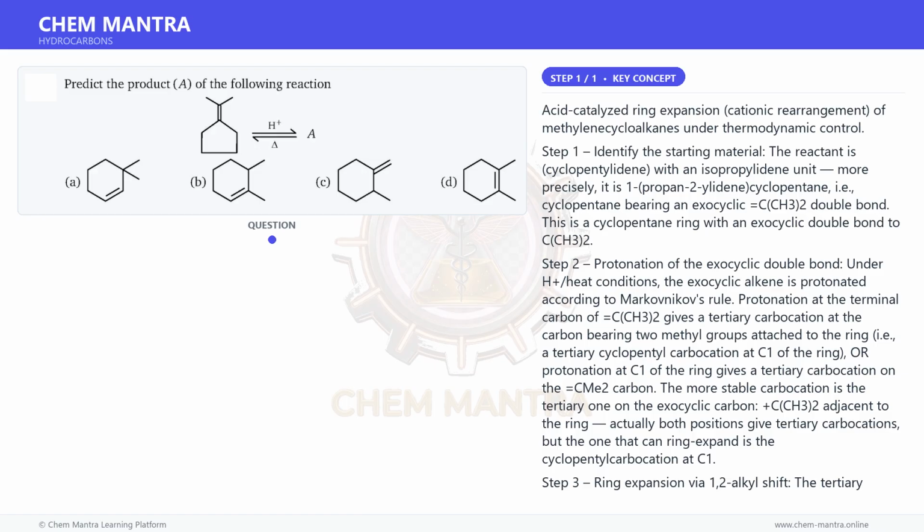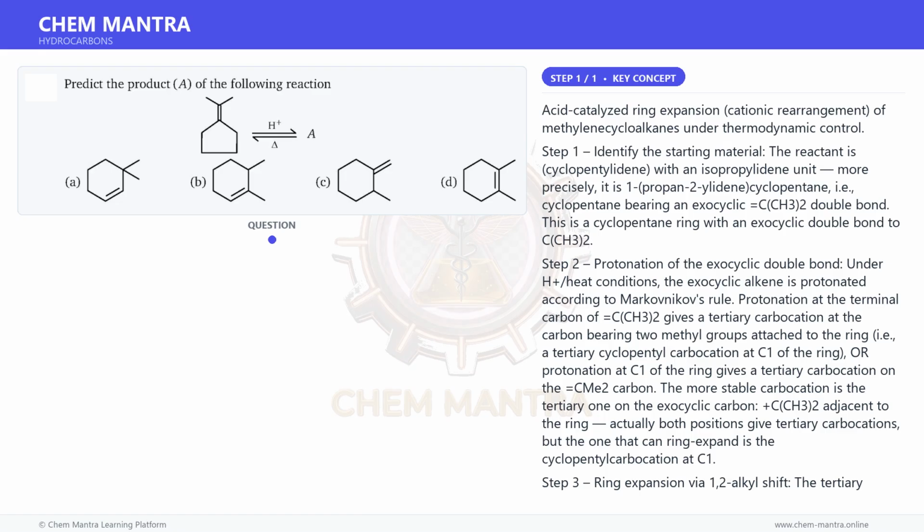Why do the other options fail? A is an aromatic conjugated product that would require additional dehydrogenation steps not possible under these mild conditions. B shows an exocyclic double bond on cyclohexane. This would be the kinetic product but not the thermodynamic one. Endocyclic alkenes are more stable.